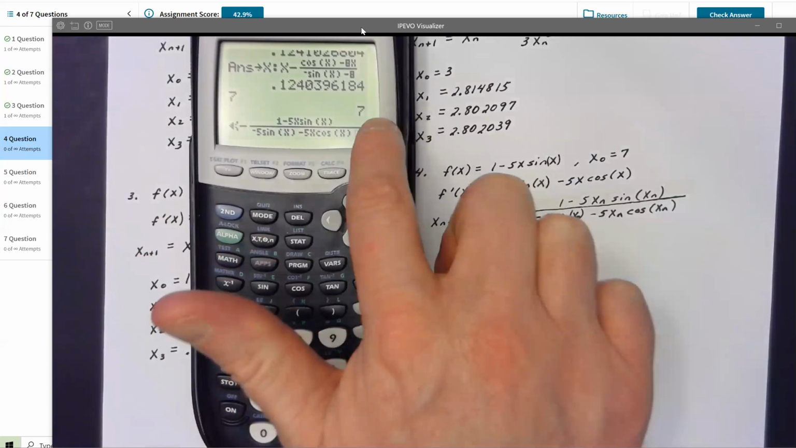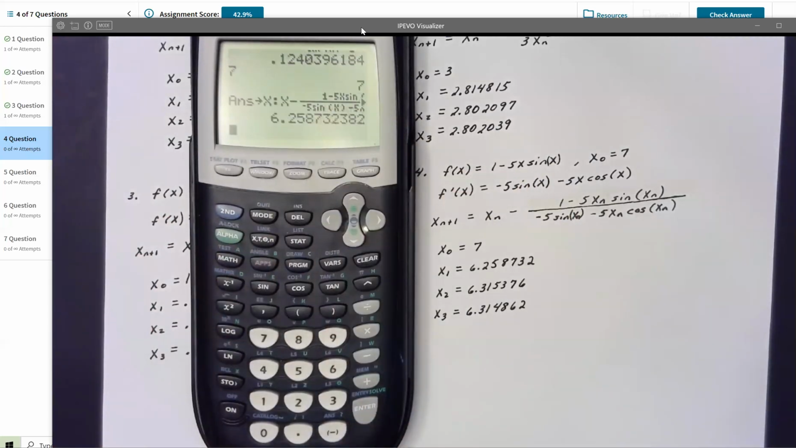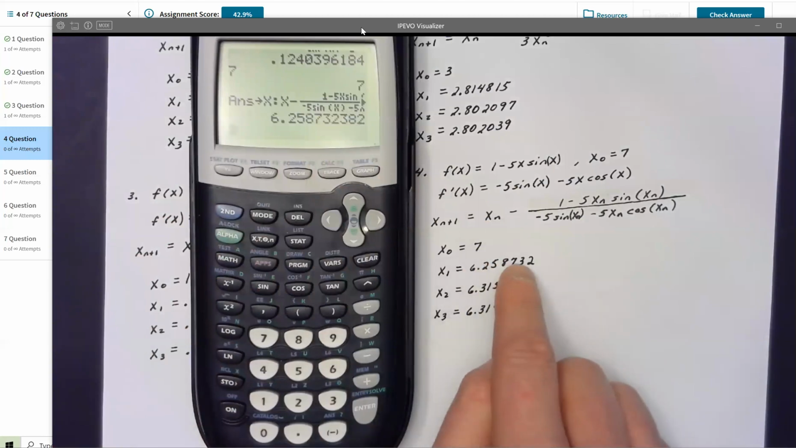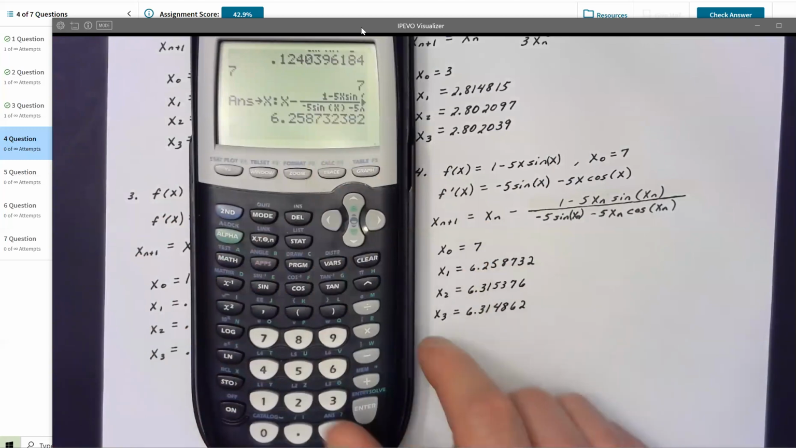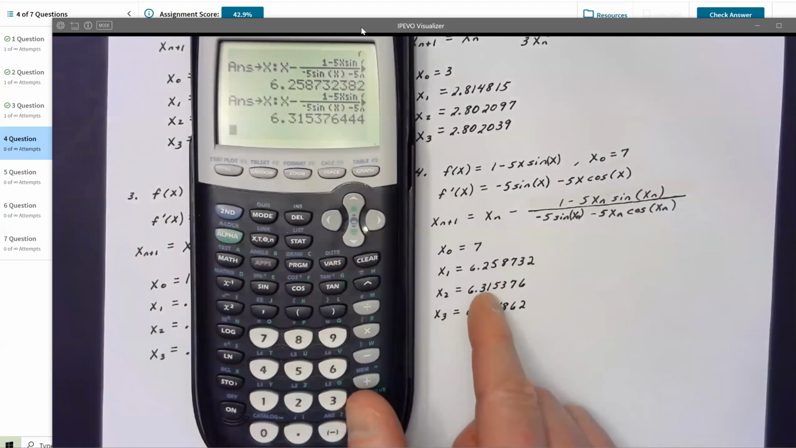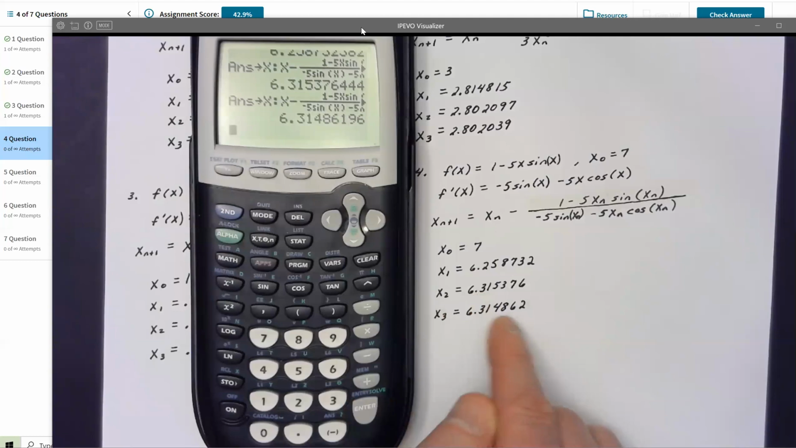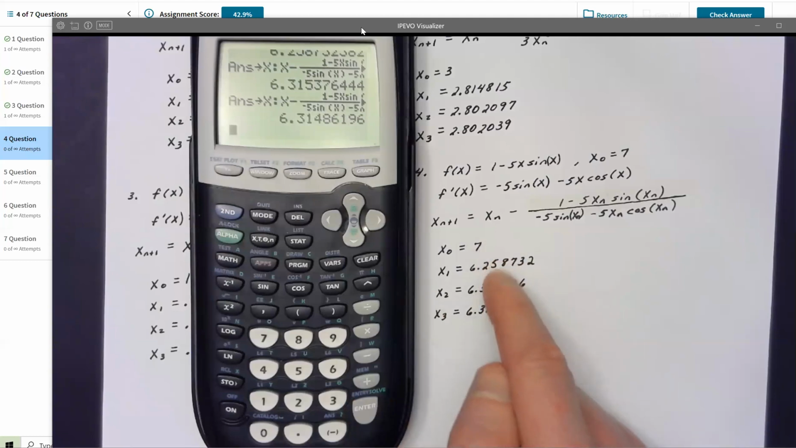With that initial guess of 7 plugged into it, I get a first refined guess of 6.258732. Then I need a second and third refined guess. My second goes up to 6.315376. And then I notice it's starting to converge on a root. It's changing less and less each time.